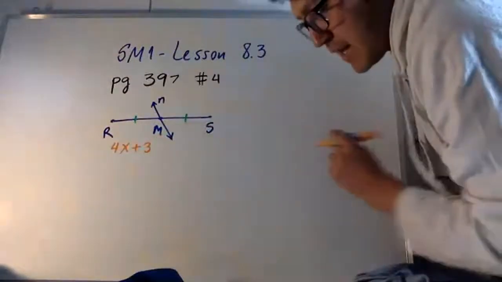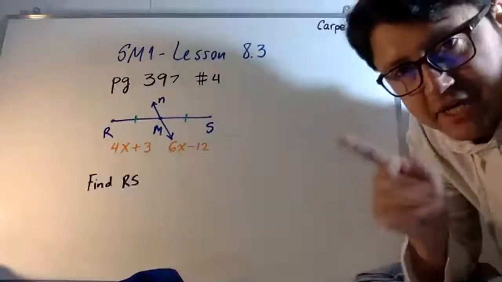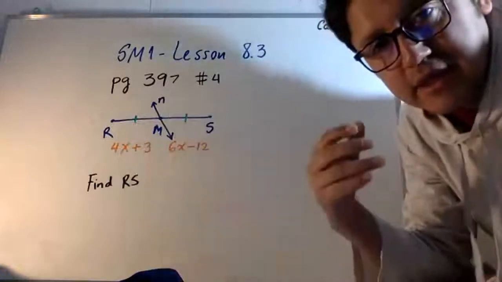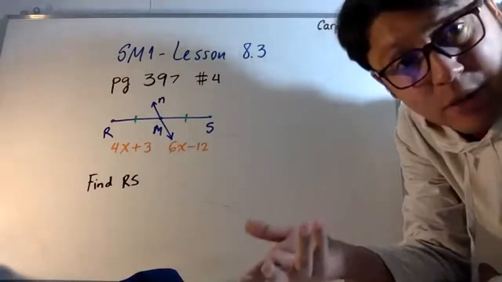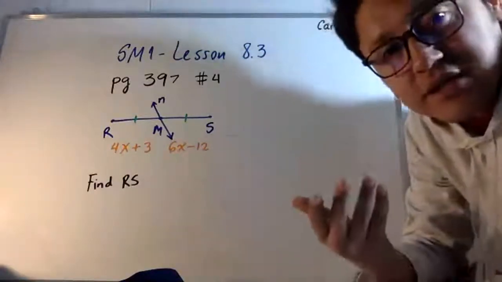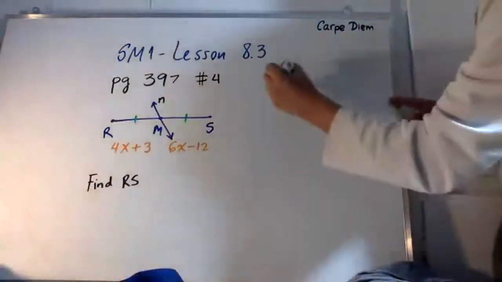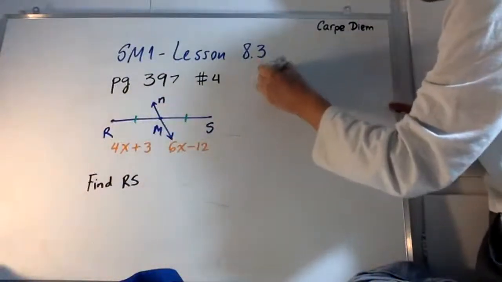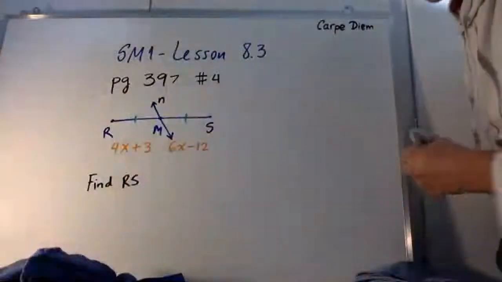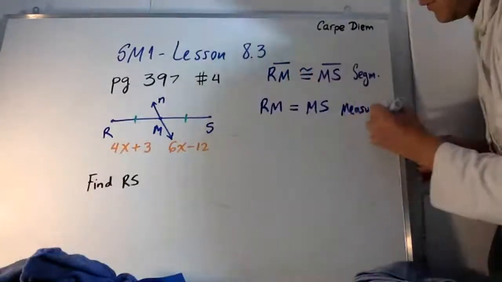And this segment MS measures 6x minus 12. Okay, and here's the thing. Because we have a bisector, it means that, remember, RM is equal to MS. With that information, I know that I can set up an equation because I can set this expression equal to this expression because of the concept of the segment bisector. I can say that RM is congruent to MS of each segment, okay?